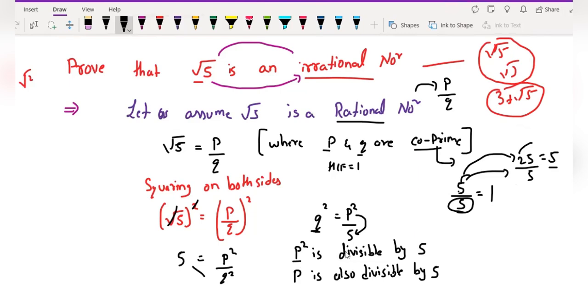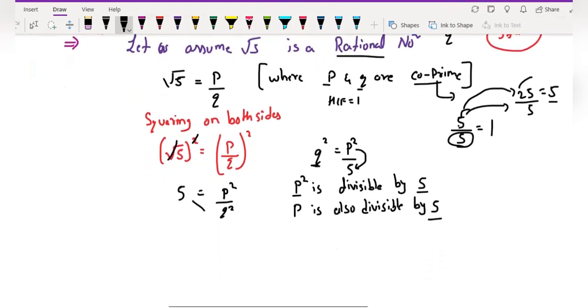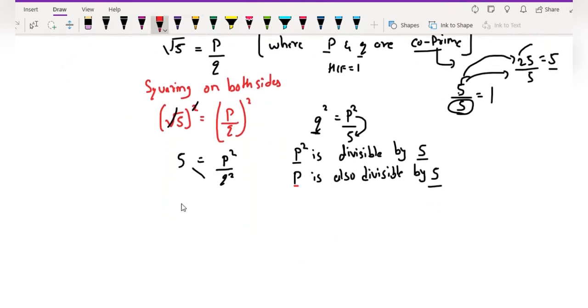Since p square is divisible by 5, p is also divisible by 5. By that alone we will not be able to say root 5 is an irrational number. We have to move forward and include one more step. Here we have to solve one more step. As you got it, p is also divisible by 5.